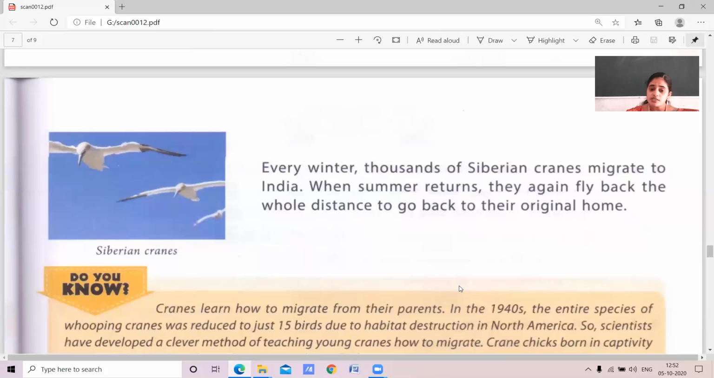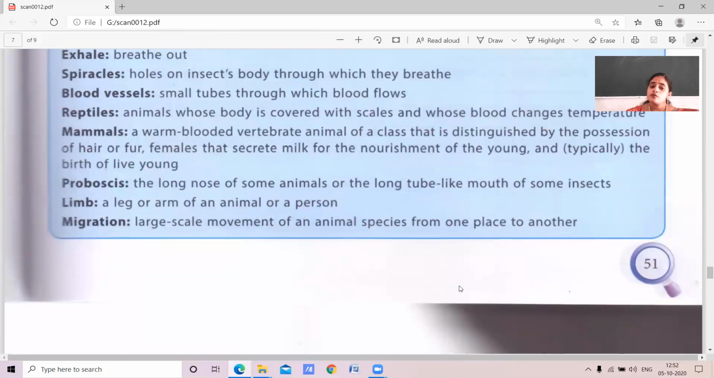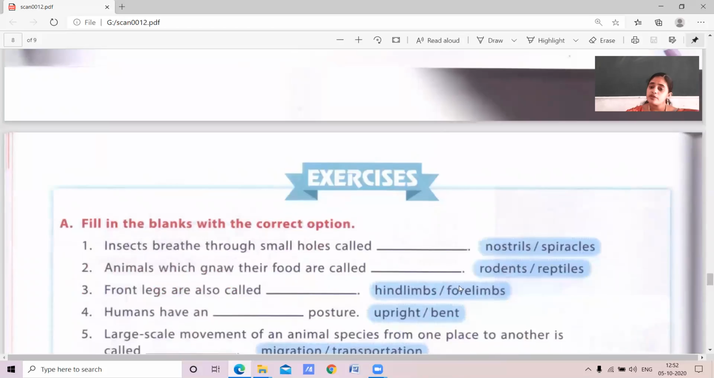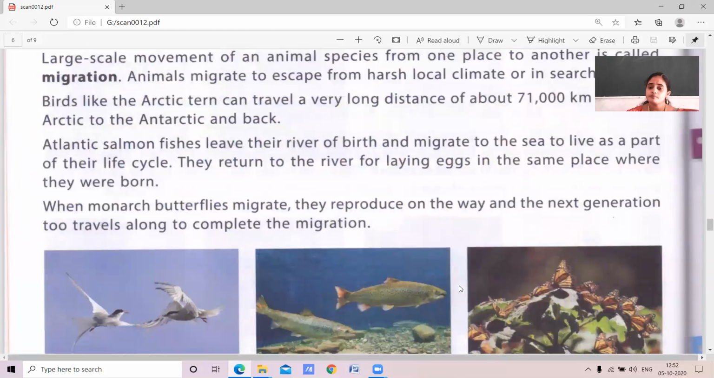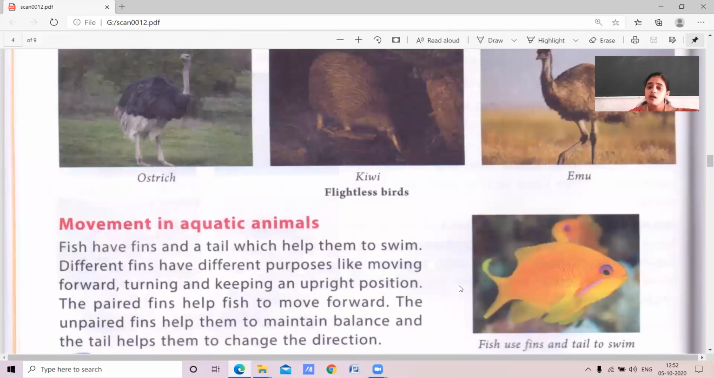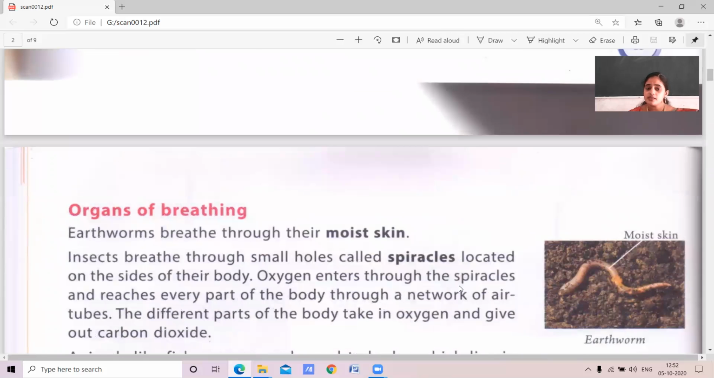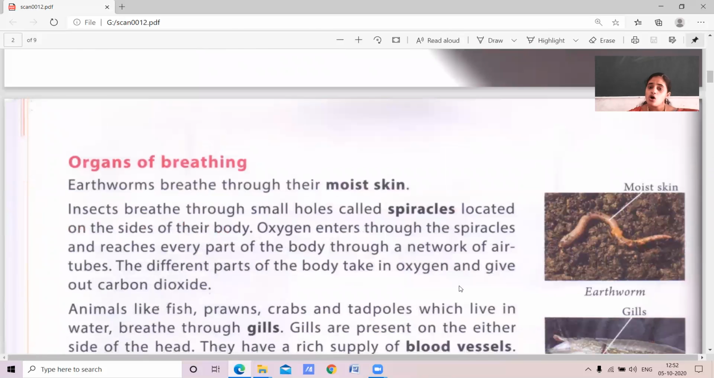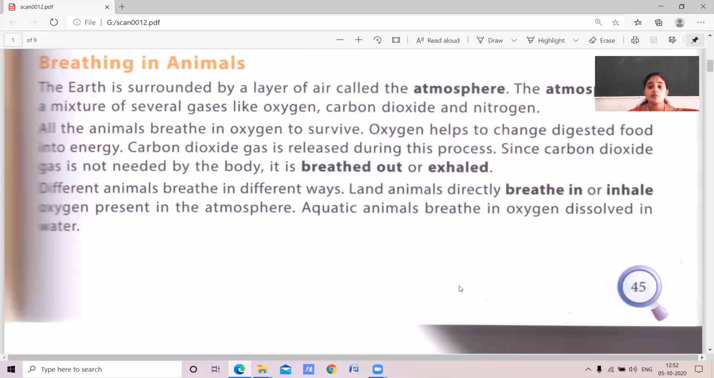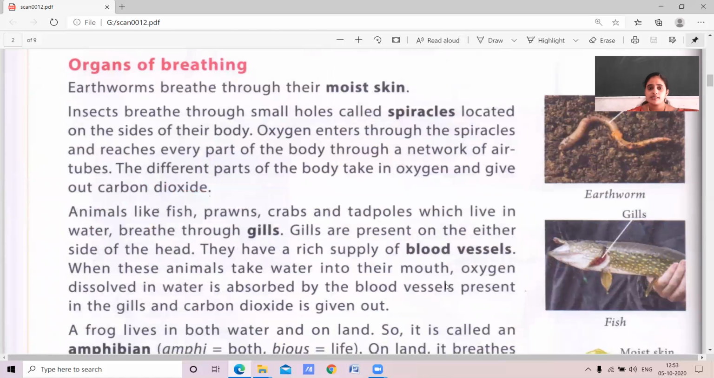Okay, so children, in this lesson we have learnt about different concepts. The first one is how animals breathe. We learnt the organs of breathing and how breathing takes place in animals, that is, by taking in oxygen and giving out carbon dioxide. It needs so many organs in our body for breathing.